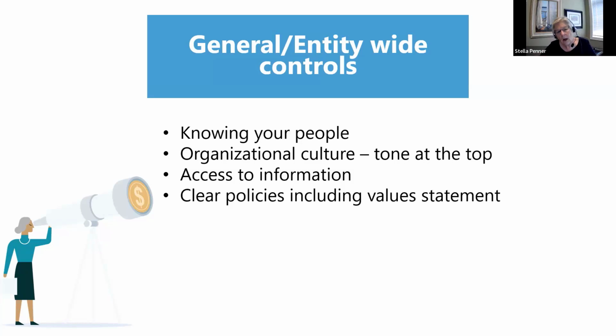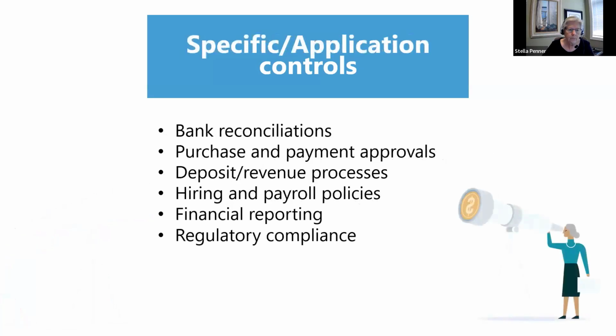So those are the broad entity-wide controls that every nonprofit needs to have in place. Some of these are embedded in board policy. So if you have a board policy manual, that's where some of these controls are documented. The rest of the topics that I'm going to talk about are more specific, and they fall into these broad categories of bank reconciliations, purchase approvals, how you handle deposits, and so on. So let's look at each of these 6 categories separately.